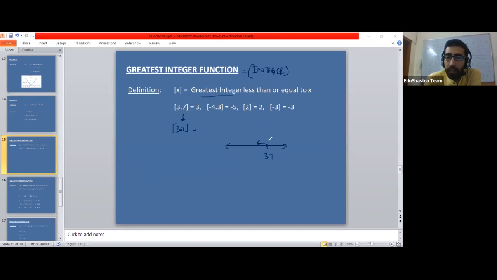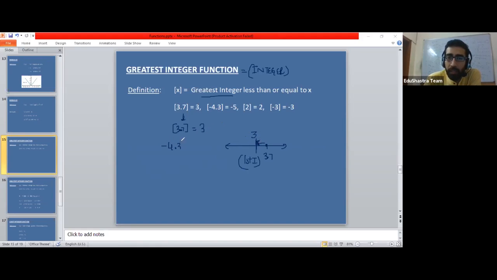It is equal to the number if the number is an integer. If not, it is the first integer on the left of the number on the number line. So the greatest integer value of 3.7 is 3 because from 3.7, if you go to the left, the first integer you encounter is 3.